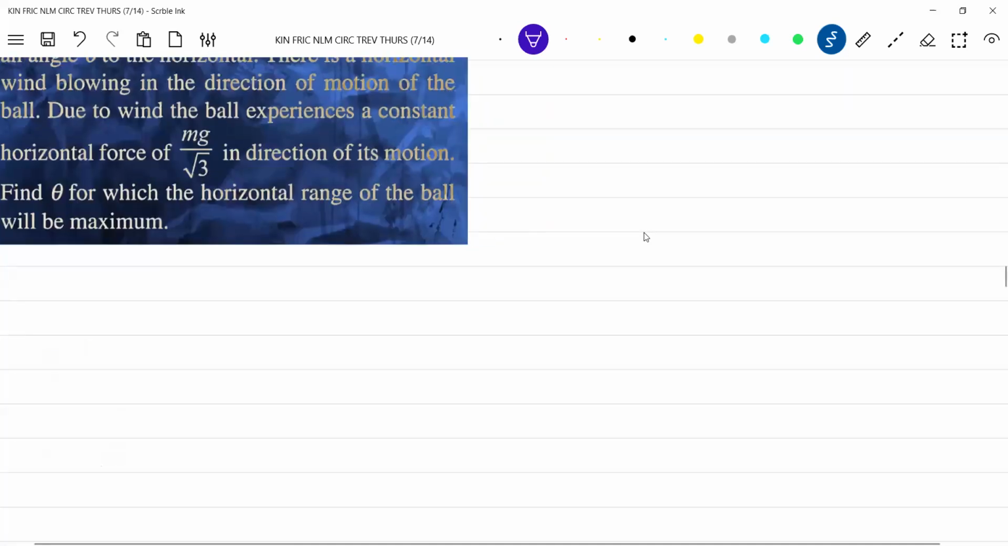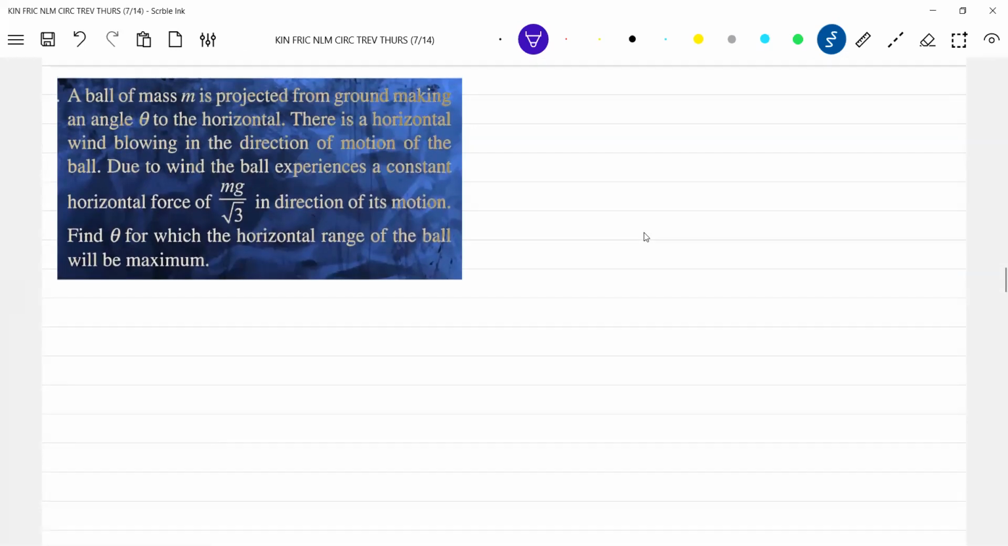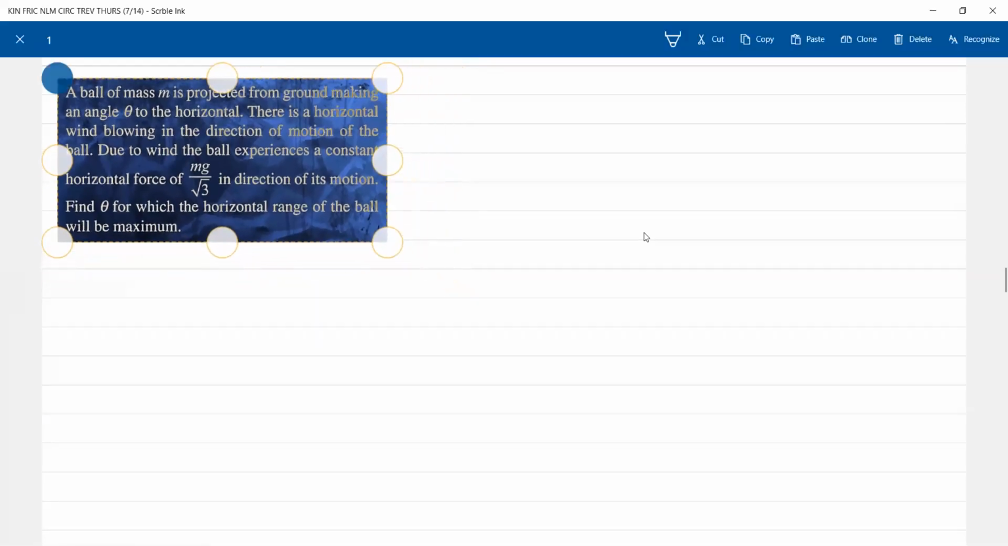These are two good problems where I'm bringing in the range conditions. Usually we know if a ball is projected at an angle theta with respect to the horizontal, then what is the condition for maximum range? Theta should be equal to 45 degrees. That we all know. Okay, let me introduce a different condition.